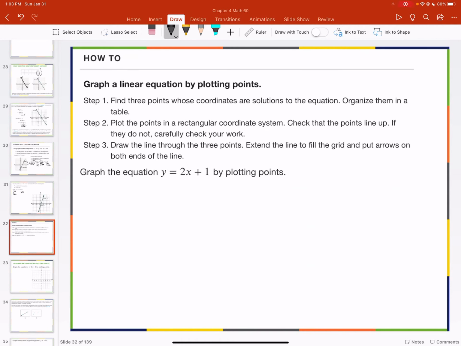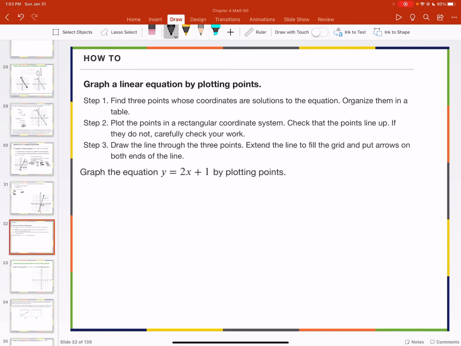Okay, so now that we see that they're connected, how do we graph a linear equation by plotting points? Let's say here you have an equation. Then you find 3 points where the coordinates are solutions to the equation.